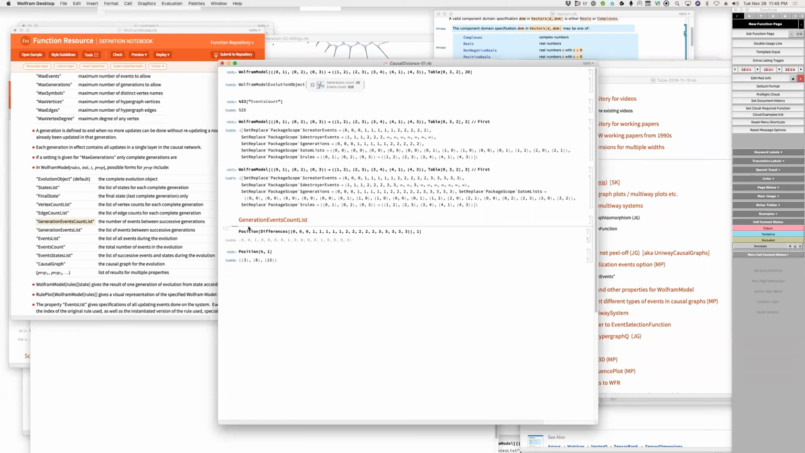Okay, so wait a minute. What we need to do is... No, it's all, oh, one. Hold on a second. GECL of WM of evolution object. Hold on, equals EE sub one. Okay, then what we want to do is that thing you're saying, generations, right? Yes. Is that a symbol? Yes. Okay.